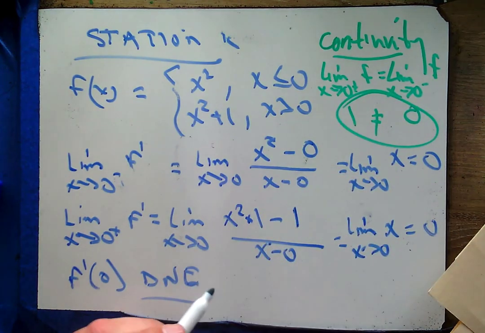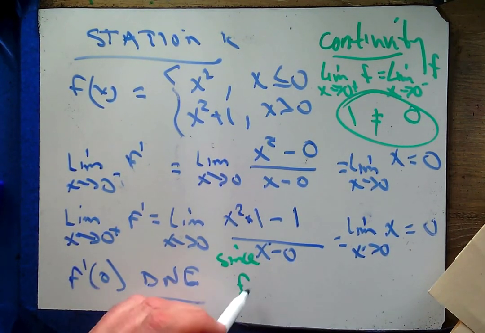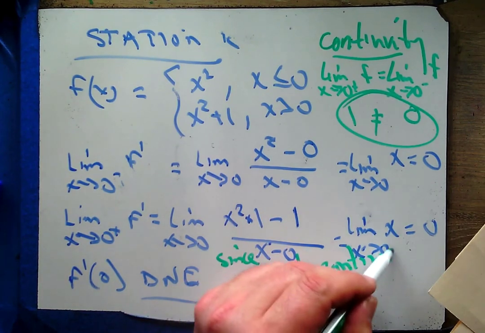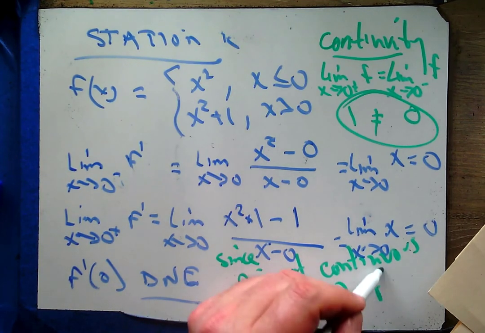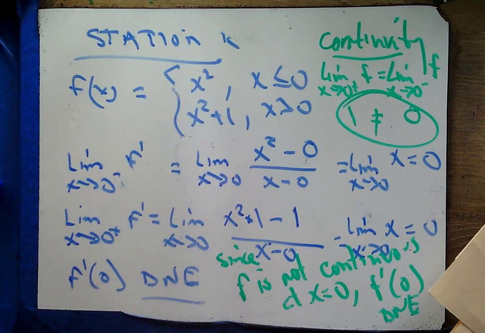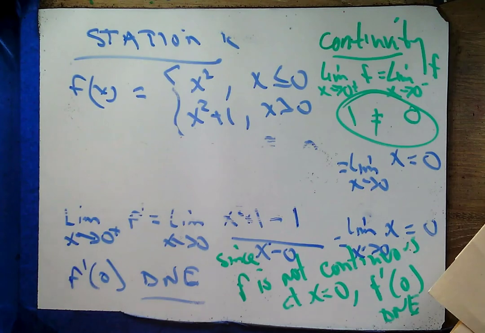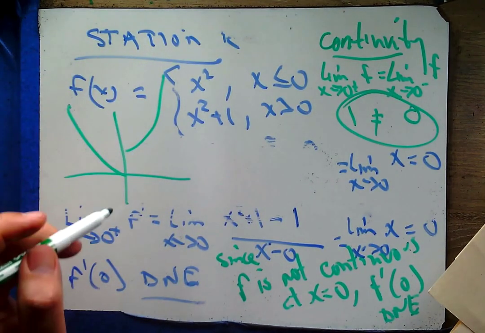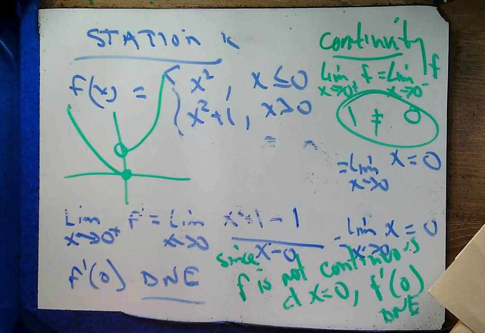So what do we know? We know that since f is not continuous at x equals 0, f prime of 0 does not exist. And really, because you're amazing graphers, you should be able to look at this piecewise function and say, no way can I have a derivative here. No, that's crazy talk.